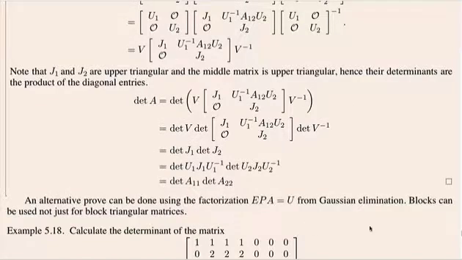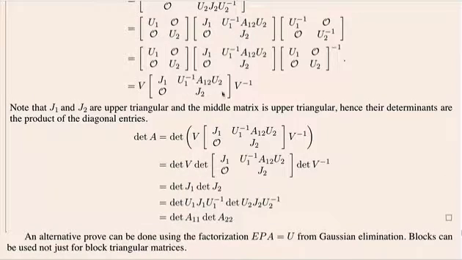There's an alternative proof that can be done using the factorization PA equals LU from the Gaussian elimination. We also did similar proofs before where we exploited this structure. But I'm pretty sure that this is easier this way.